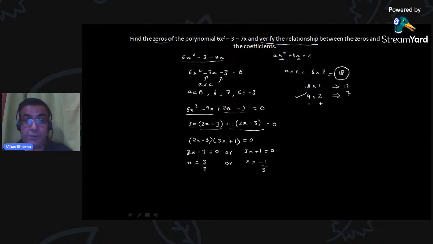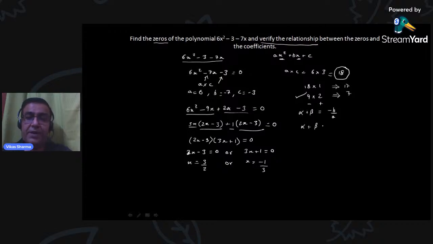Now I'm not sure what you got because you haven't left a comment in the chat box, but I'm waiting for your answers. And now the second part of the question is, we have to verify the relationship between the zeros and the coefficients. So if we look at the coefficients, like I said, the sum of the two roots alpha plus beta should be equal to negative b upon a.